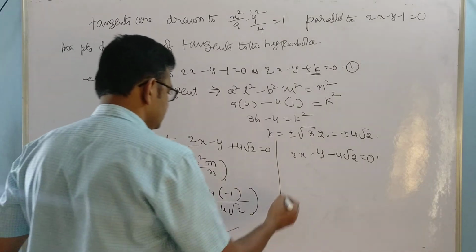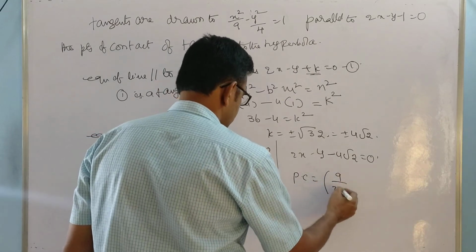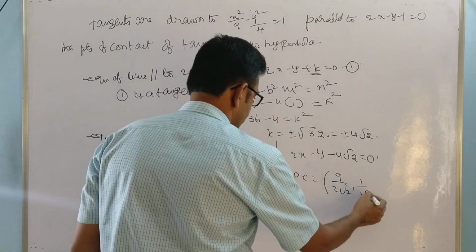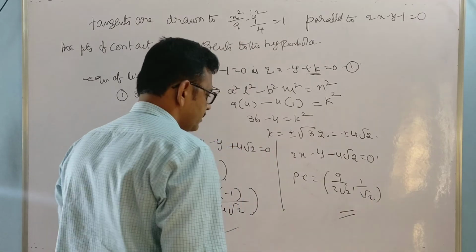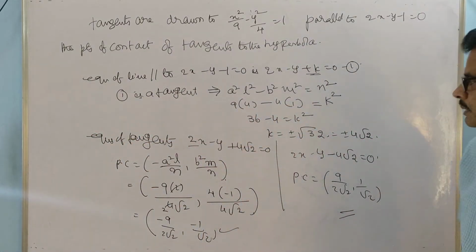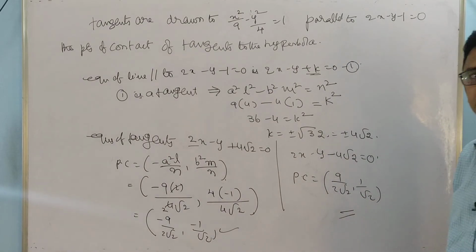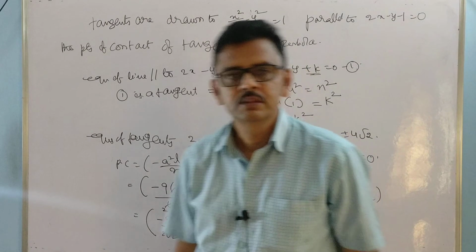And the other, applying the same formula, is 9 by 2 root 2, comma 1 by root 2. So these are the points of contact. In the given options, I think two out of the four options are correct. Okay, thank you.